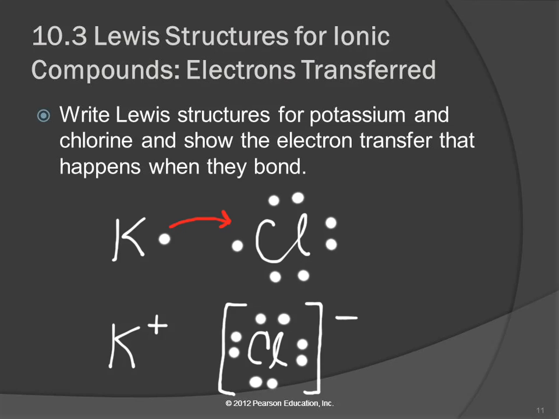So now we have a positive ion and a negative ion, and they're going to be attracted to each other and form a compound, and that's going to be KCl. Any questions?